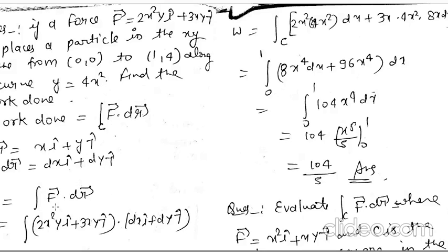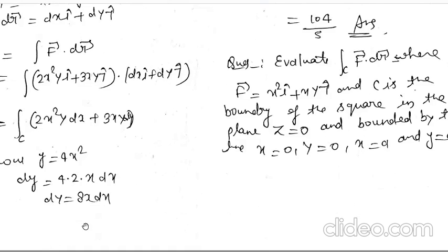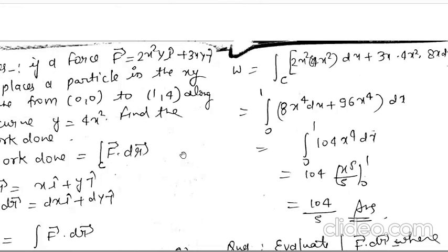So W is equal to work done, so F vector dot dr vector. Now 2x square y i plus 3xy j dot this one. So dot product is 2x square y dx plus 3xy dy. And curve is given y is equal to 4x square. So you need to calculate dy from here, and you will put dy value and y value in work done, because we need the whole integration in one variable. Right?